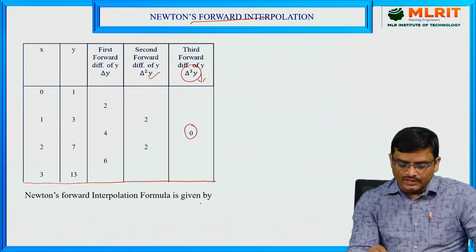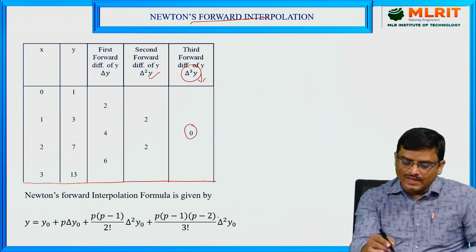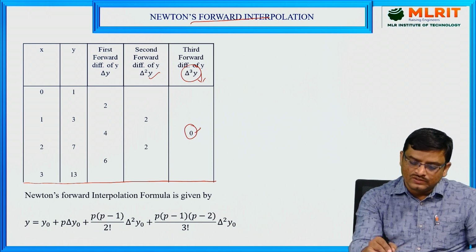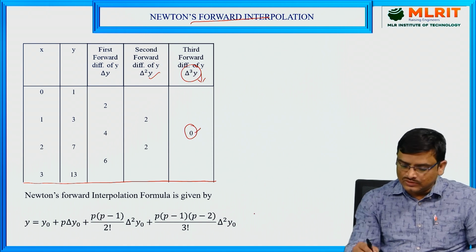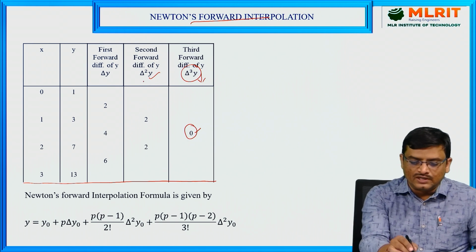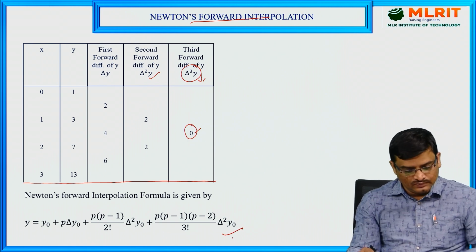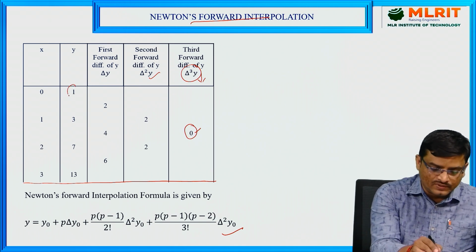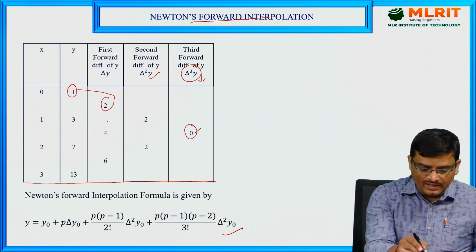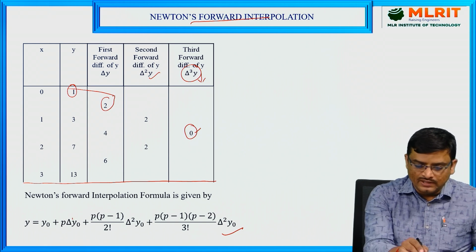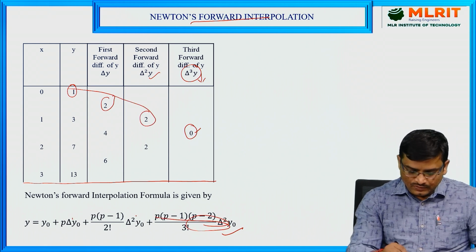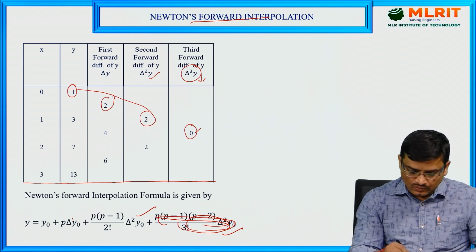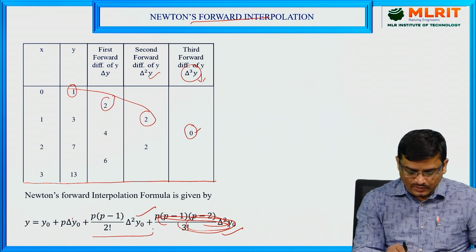So Newton's forward interpolation formula is given by this. Since here the third forward differences of y we got 0, that's why I have not taken the delta cube y term. I have stopped up to delta square y. So this is our Newton's forward interpolation formula. Substitute the x naught value. In the second term, the delta y naught value is given by 2, and in the third term, the delta square y naught value is given as 2. We only take up to delta square y naught.